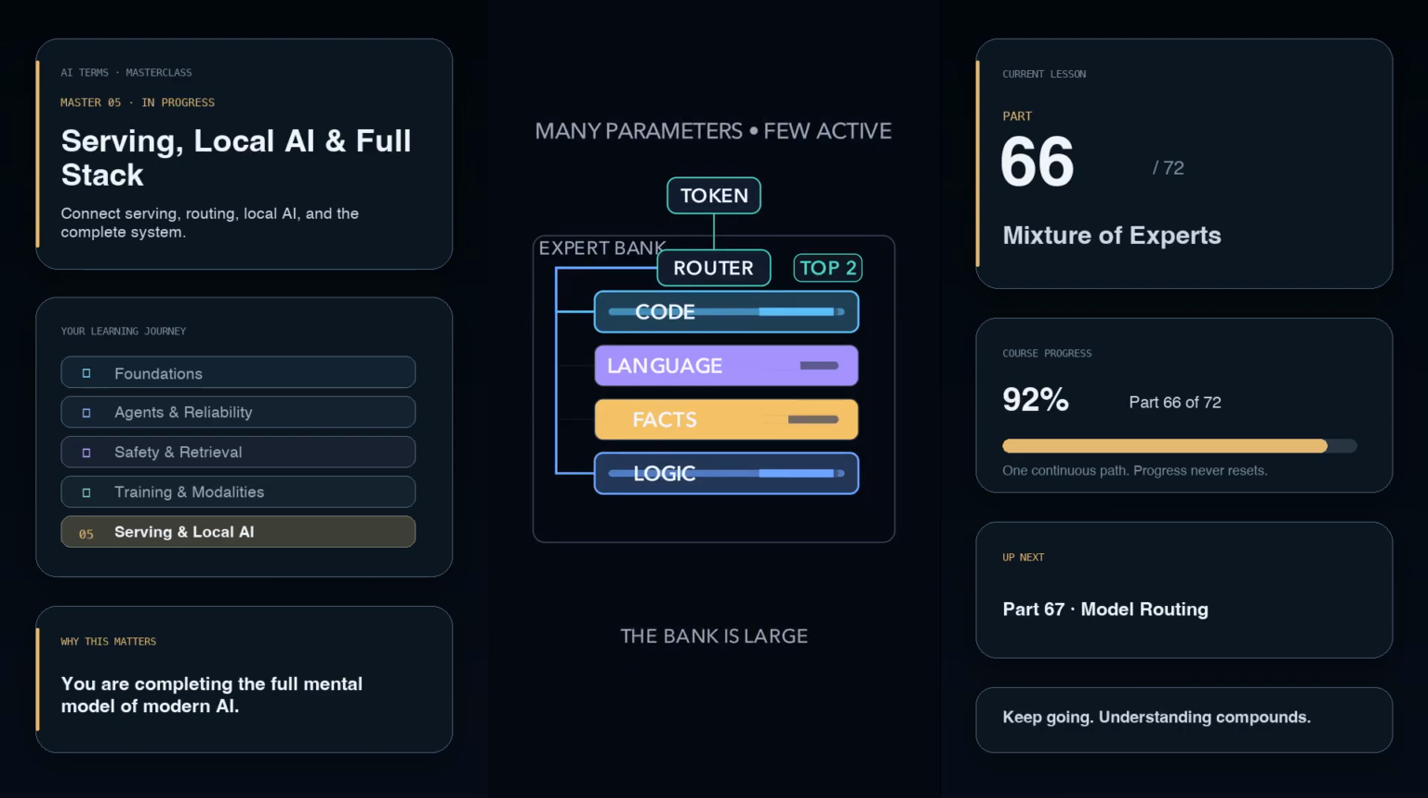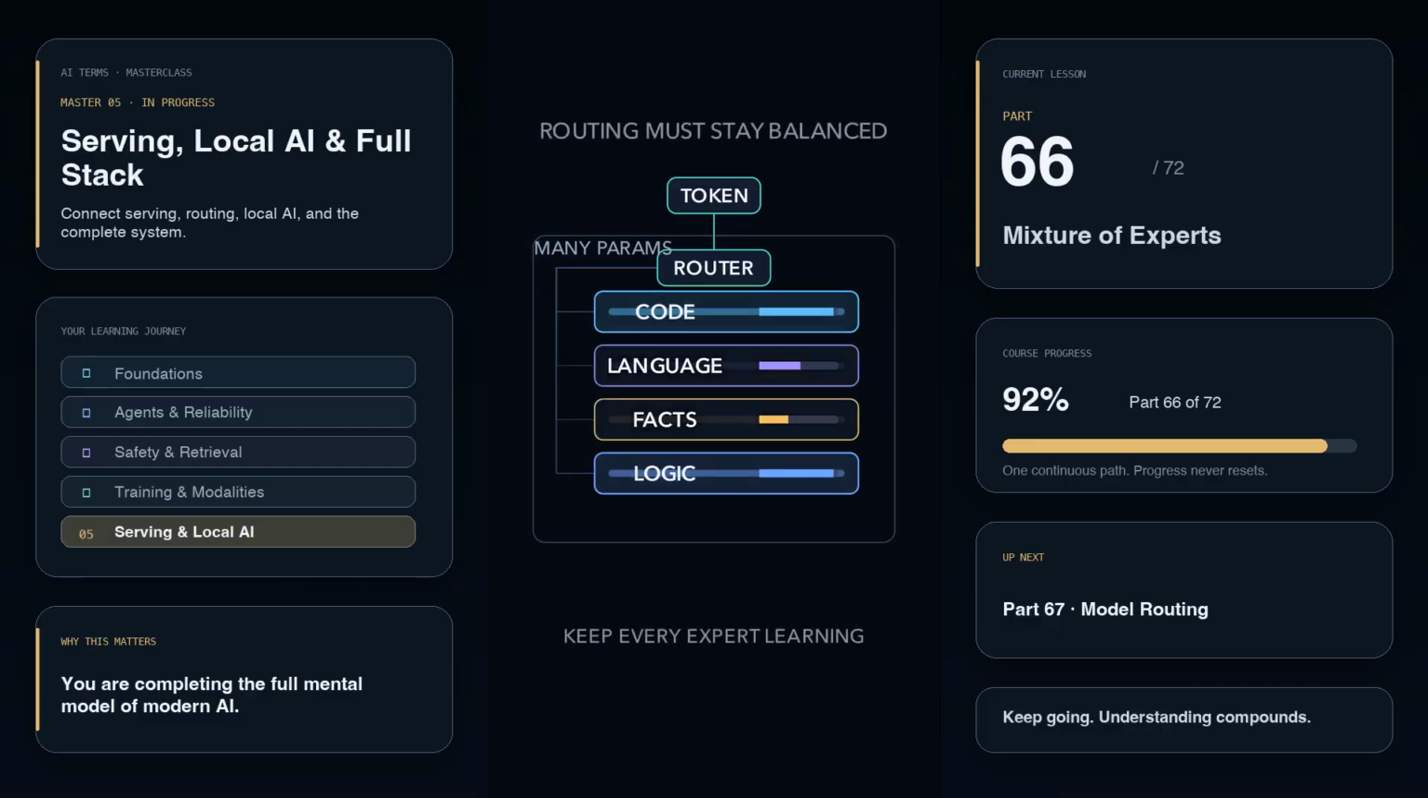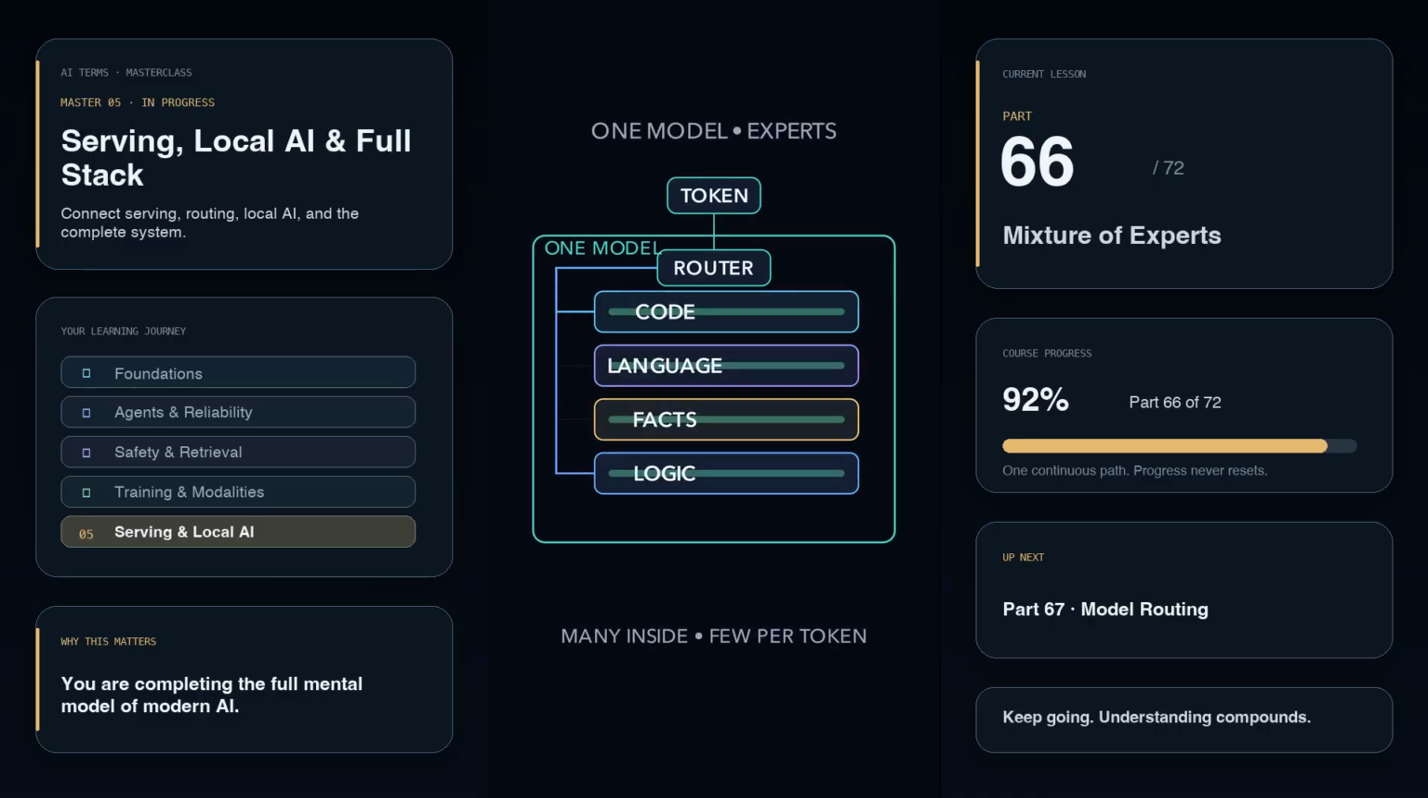The key idea is sparse activation. The model can contain many parameters while using only a fraction for each token. That can increase capacity without the same increase in compute. But routing creates a challenge. If the same expert is always chosen, other experts learn less, so training balances the workload. Mixture of experts means one model, many specialists, selected only when needed.